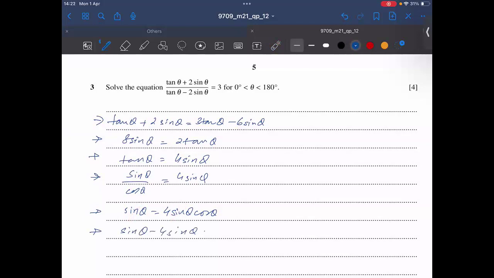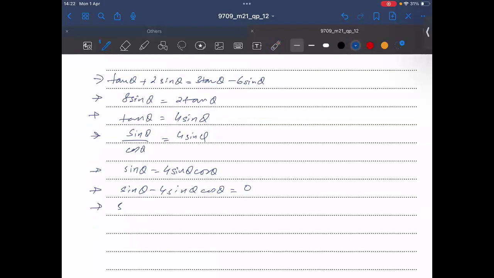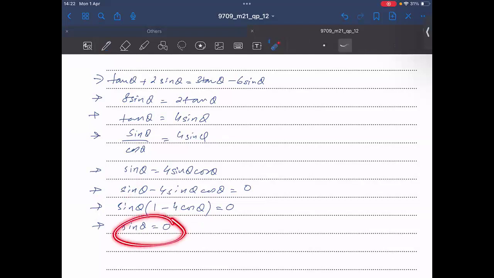So sin theta minus 4 sin theta cos theta equals 0, and then we're going to have sin theta bracket 1 minus 4 cos theta equal to 0. If we would have cancelled sin theta, you would have just been left with this 1 minus 4 cos theta. So now I have 2 equations, sin theta equal to 0, and you would have fallen short of this equation. You wouldn't have got this equation.